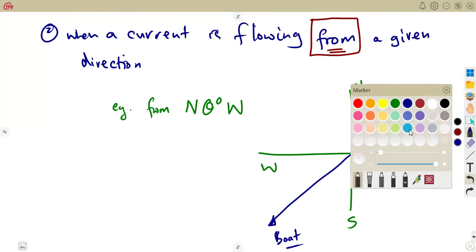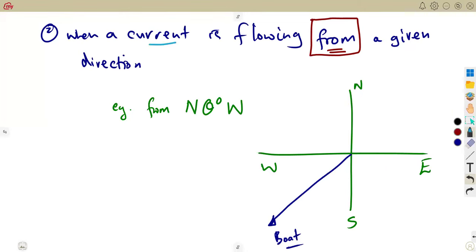But now this is the current. Remember, here we're focusing on the current, the flow of water that we have. So the current is flowing not in this direction, but from north theta degrees to the west. It means something like this, somewhere here. So it's like this, guys. It will be flowing from this direction.